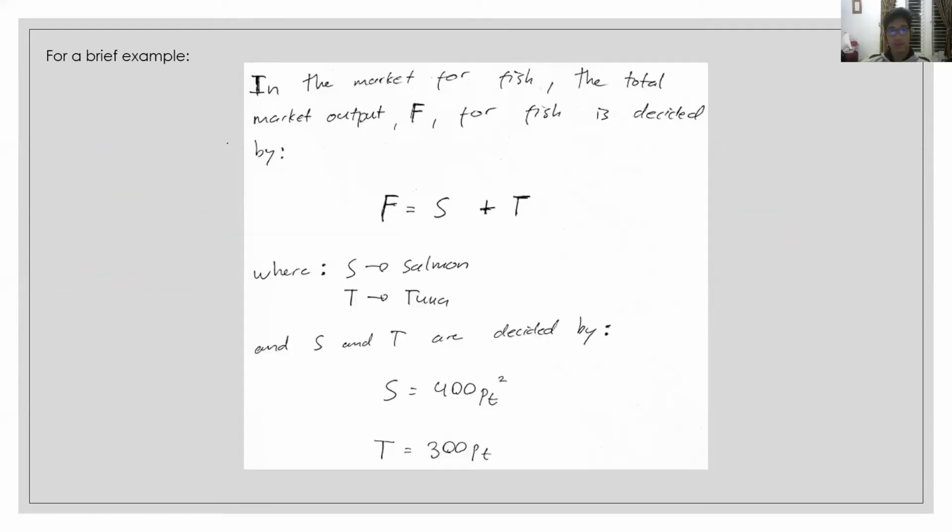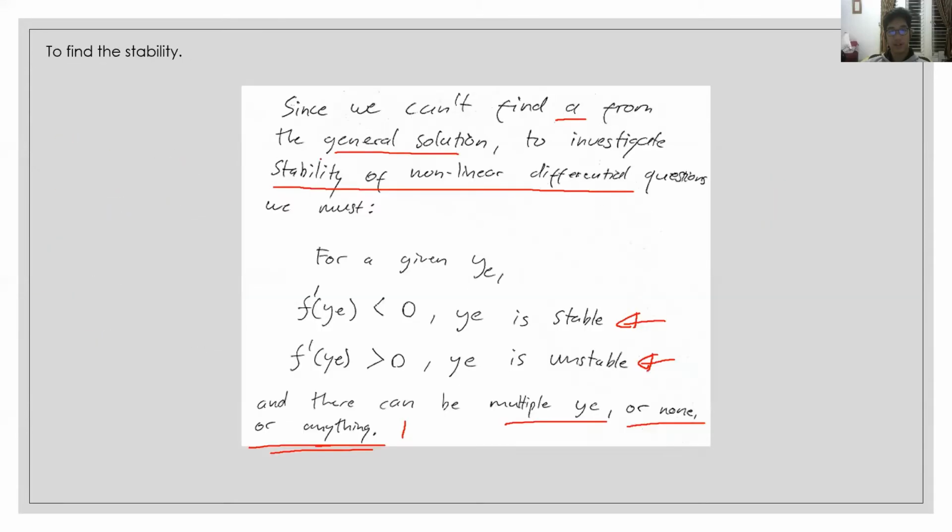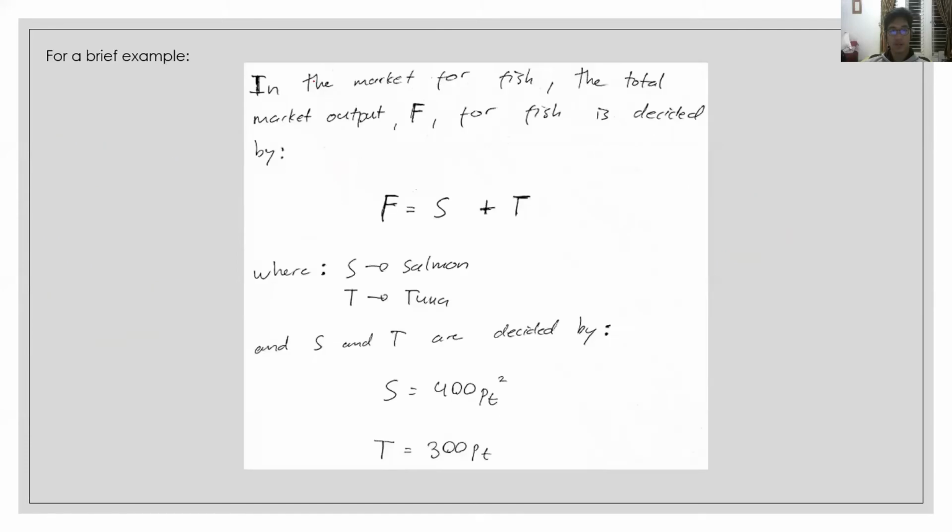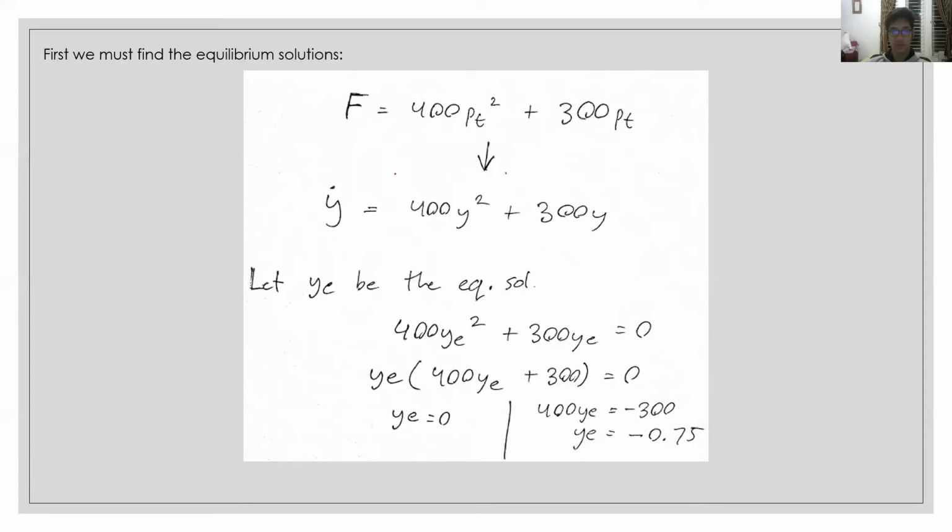Now that I have explained briefly the theory of nonlinear differential equations, I can give a brief example. In the market for fish, again we use the fish example, the total market output F for fish is decided by F equals S plus T, where S is salmon and T is tuna. S and T are decided by these equations right here. So salmon is this one, tuna is this one.